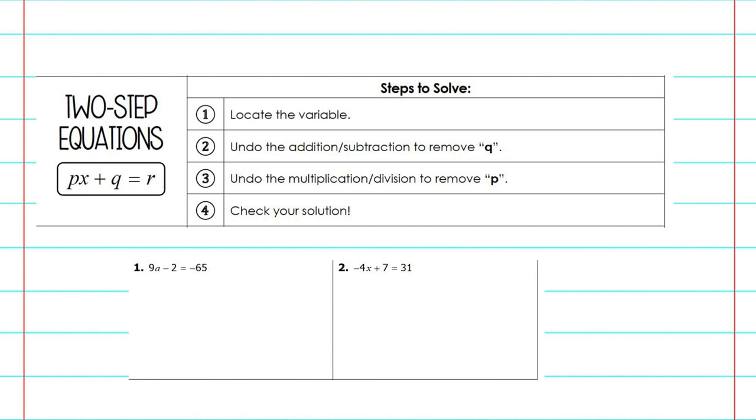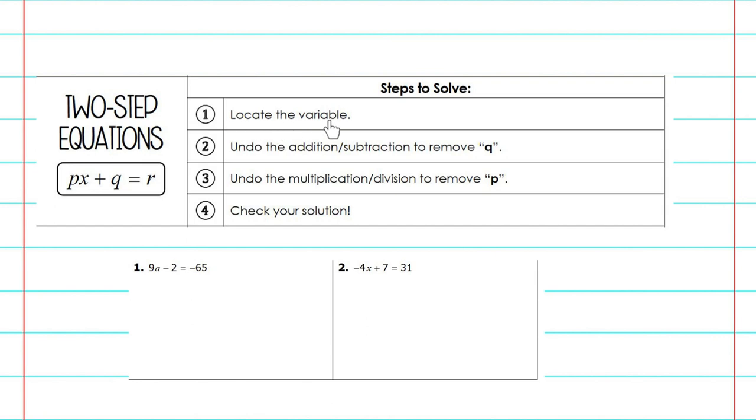Okay, so when we are solving two-step equations, here is an example of what it is. X we're going to use for a variable, and then P, Q, and R in this example would be numbers. So the steps to solve this.